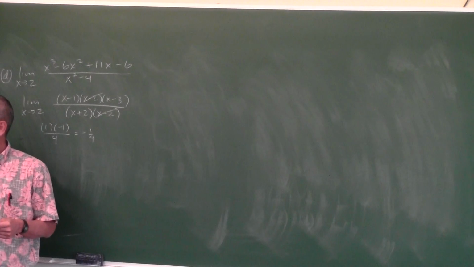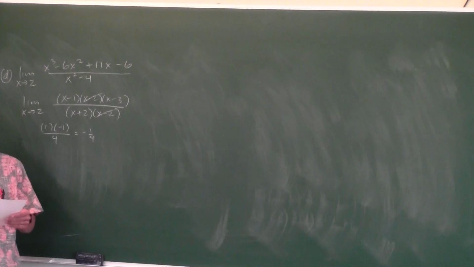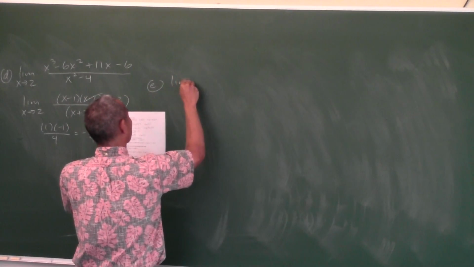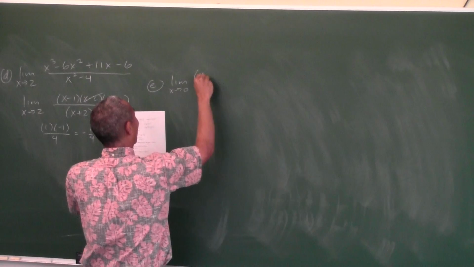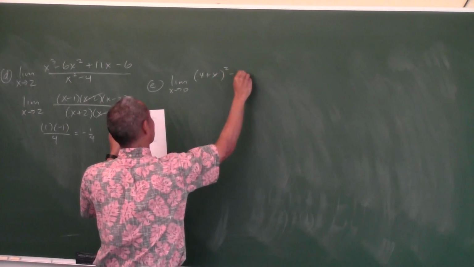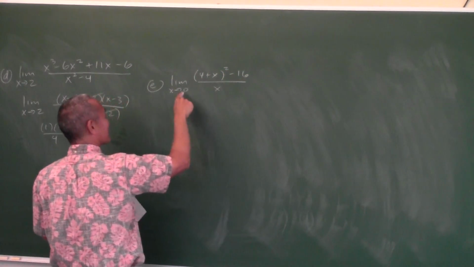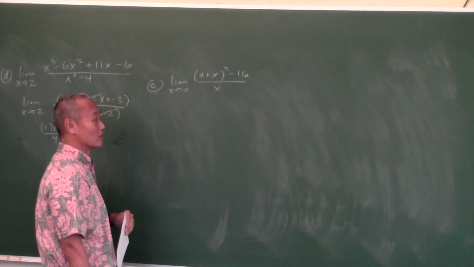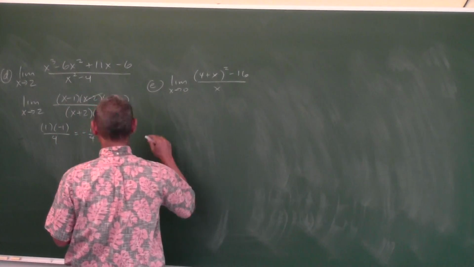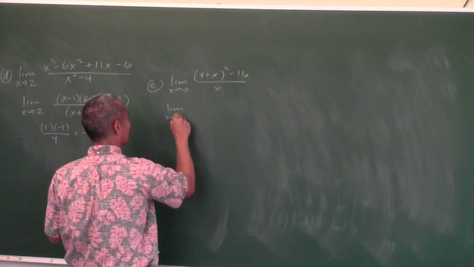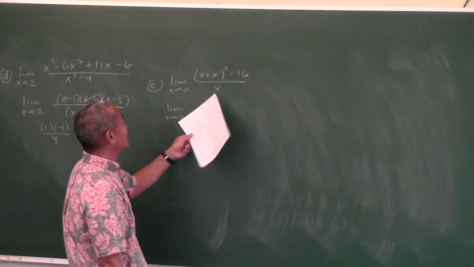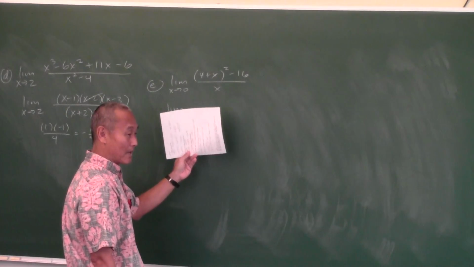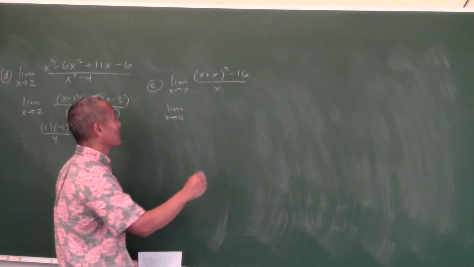Okay, D. Is there less problems now? E. Come on! Limit as x approaches 0 of (4 plus x) squared minus 16, all over x. The first thing you do is plug in the number for x. If I plug in 0 for x, 0 over 0. So we need to simplify that. How do you want to try to simplify this? Probably multiply out the top, right? Zhang, what are you doing? Playing games? No. Okay, that's all I want to know.